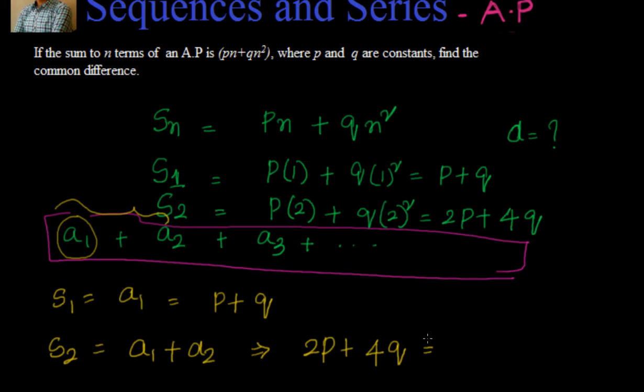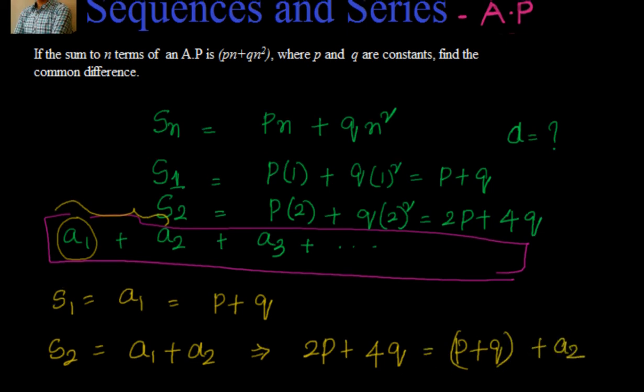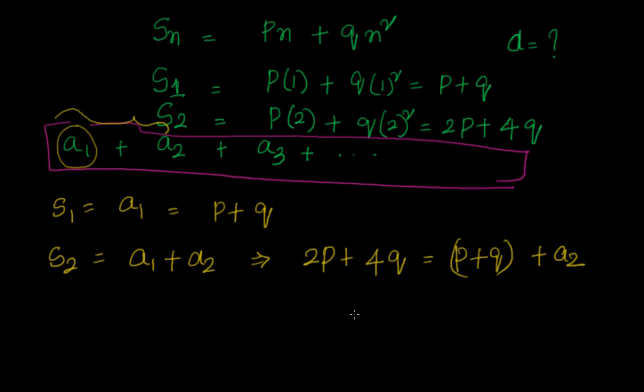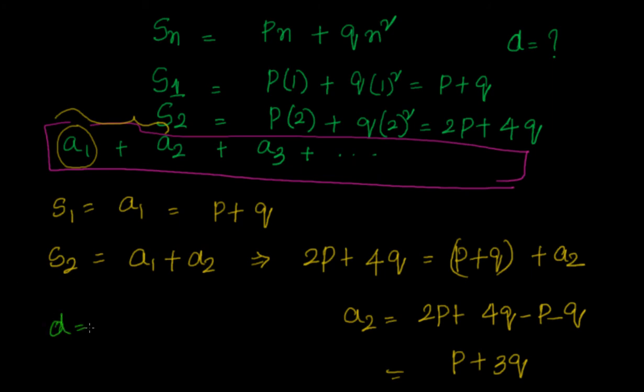You know what is A1, right? We just know that, P plus Q, plus A2. That gives me, let us see what we will get from that. We'll get A2 equal to 2P plus 4Q minus P minus Q. That is nothing but equal to P plus 3Q. Now what is the common difference, by the way? Common difference d is nothing but equal to A2 minus A1.